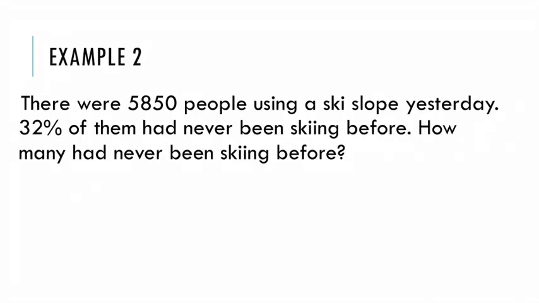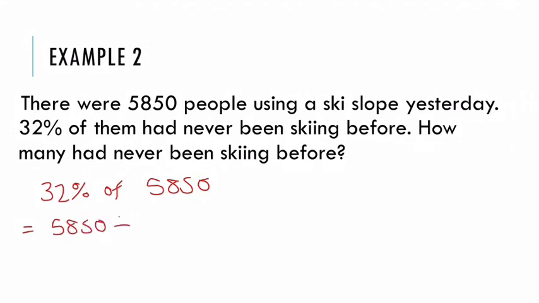Okay, problem solving then. There were 5,850 people using a ski slope yesterday. 32% of them had never been skiing before. How many had never been skiing before? So that is 32% of 5,850. We take the 5,850, divide by the bottom and multiply by the percentage. Which is 1,872.